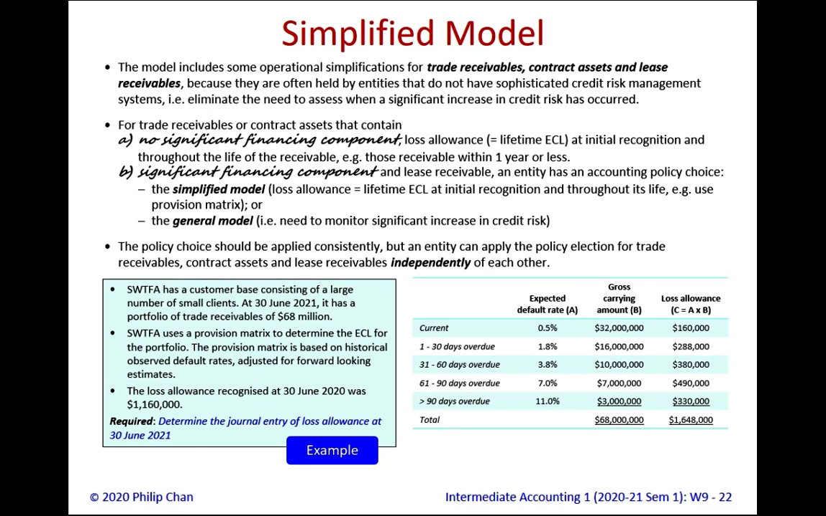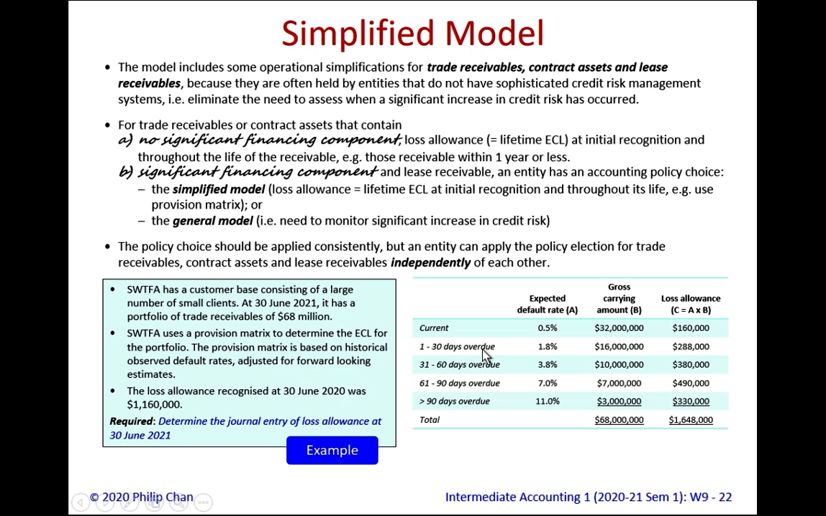Determine the journal entries of the loss allowance at 30 June 2021. The company SWTFA has a customer base consisting of a large number of small clients. At 30 June 2021, it has a portfolio of trade receivables of 68 million. The company used the provision matrix simplified model, which is based on historically observed default rates, such as these default rates, adjusted for forward-looking estimates.